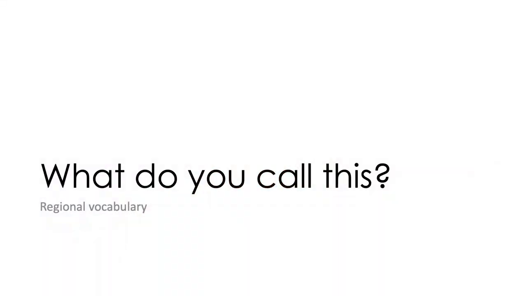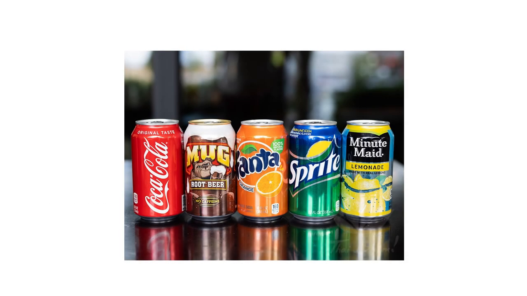Another part of language variation is our vocabulary or word choice. Coke. Where I grew up, we called all of those different drinks Coke. You'd say, I'd like a Coke. And the server would say, what Coke would you like? And we'd say, root beer. Soda. Well, if I were in India, it would be just called Coke.